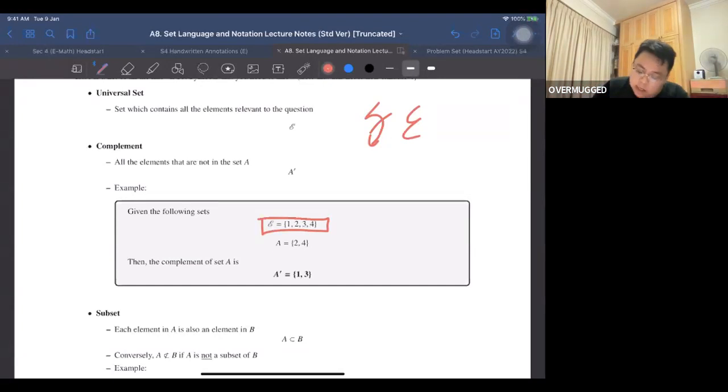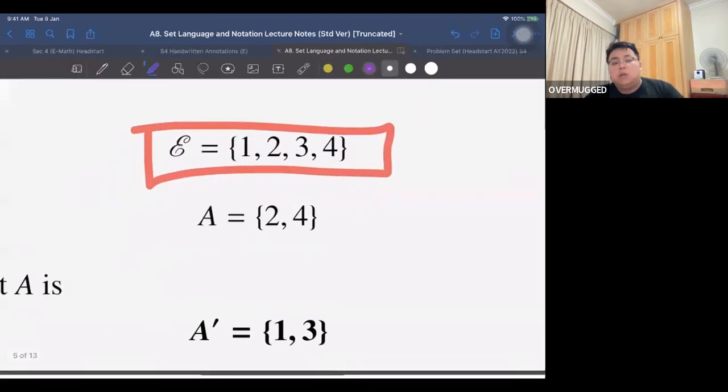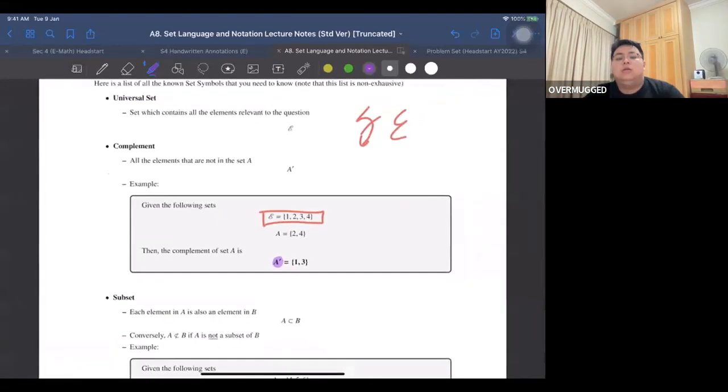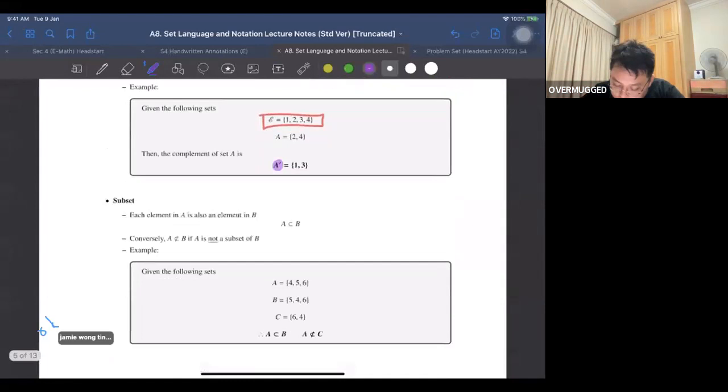And I tell you that the set A contains 2 and 4. What does this mean? The complement is everything that is not inside A. So you ask yourself, if the elements are 1, 2, 3, 4, and my set only has 2 and 4, what is not inside A? 1 and 3. So when you see this symbol in exams, it just means whatever is not inside A. That's the definition of the apostrophe, and we call it complement.